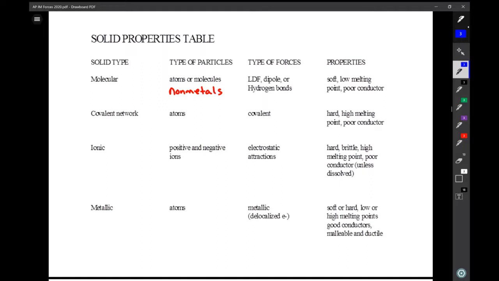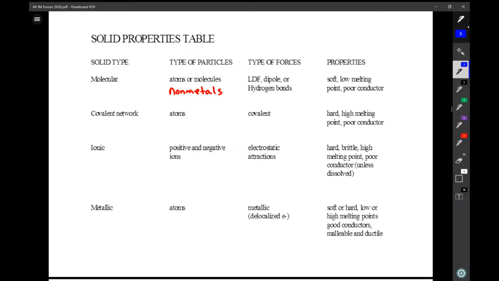Now, this is just a quick summary of the different solids and the different properties. All right, so solid types: molecular, atoms or molecules, just make sure they're all nonmetal. Types of forces: LDF, dipolar, hydrogen bonds. Properties: melting points are typically low. They are poor conductors because the electrons are kind of set in their covalent bonds.